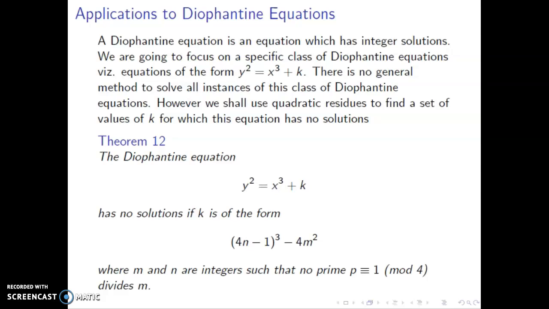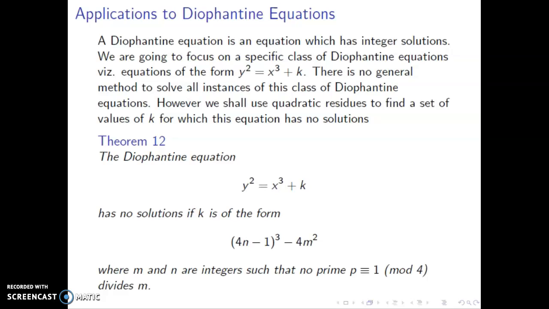All of you are familiar with Pythagorean triples, that is sets of integers which satisfy Pythagoras theorem, x squared plus y squared equal to z squared. For instance, 3, 4, 5. 3 squared plus 4 squared equal to 5 squared. And therefore that satisfies x squared plus y squared equal to z squared.